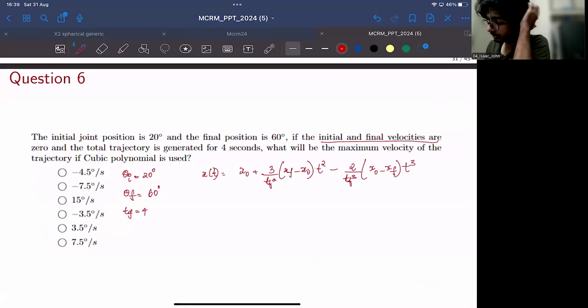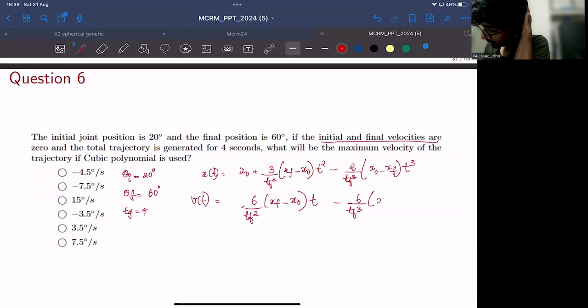So if I take the derivative of this with respect to time, the velocity is nothing but 6, is it 6 by tf square, xf minus x0 multiplied by t minus 6 by tf cube, x0 minus xf, t square.